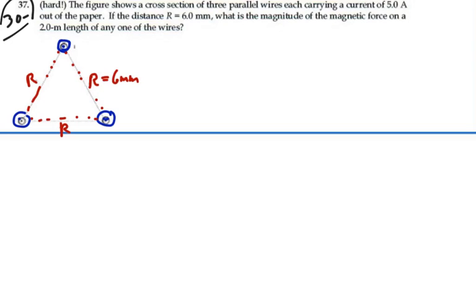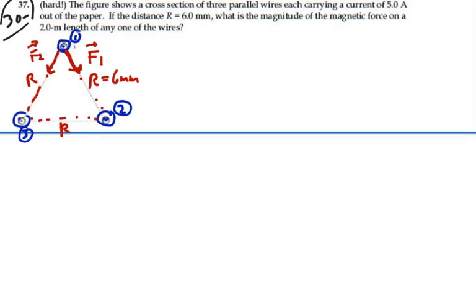So as we look, let's just choose this top wire here. There will be a force, let's call it F1, pulling it down towards wire number 2, and then there would be another force F2 pulling it down towards wire number 3. So let's call this wire 1, 2, 3.